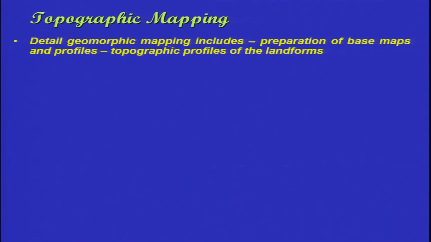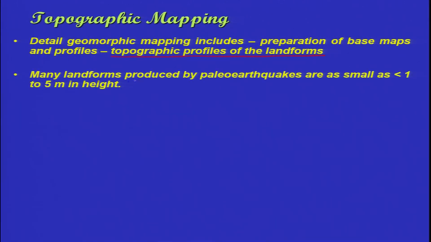Detailed geomorphic mapping includes preparation of the base maps and profiles, and mainly we are talking about the topographic profiles of the landforms. That means your deformed landforms. Many landforms produced by paleo earthquakes are as small as 1 to 5 meters in height. So the question which comes to our mind is how we will be able to map or identify the features with height less than 1 meter, where we are using satellite data with resolution of 2.5 to 3 meters, and this always remains a question.